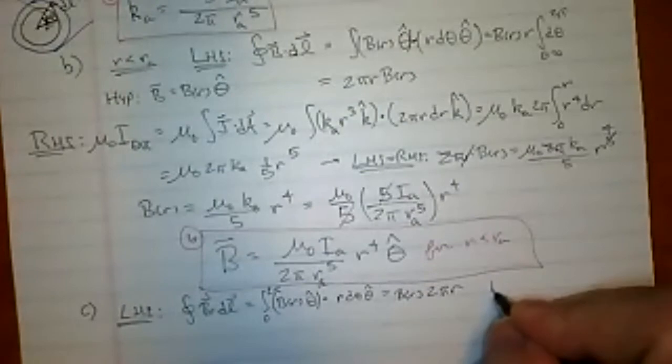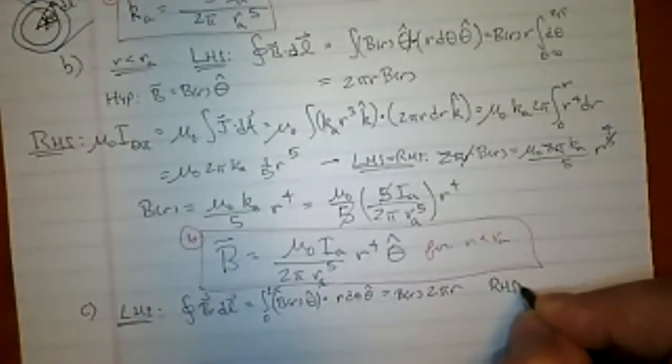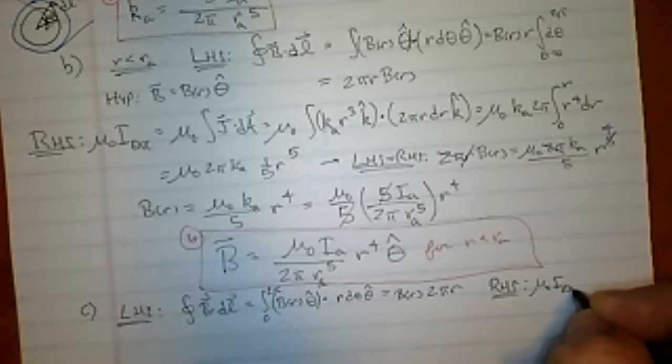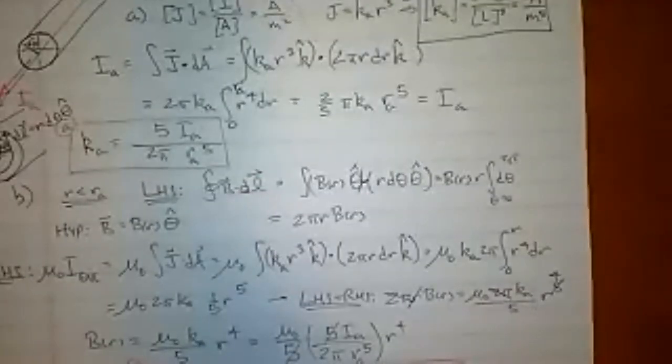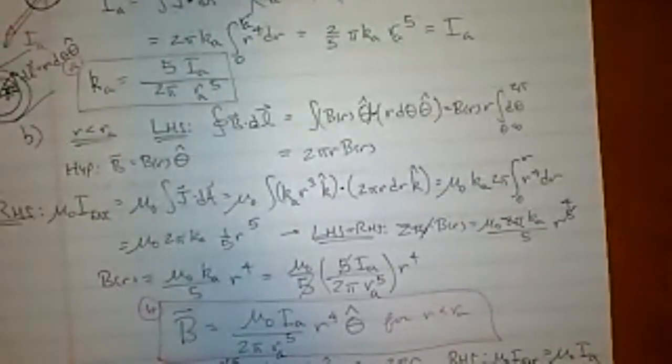The right-hand side is also easy. It's mu 0 I enclosed, which we already told you from the very beginning that the total current going through this wire is just IA. So that's just mu 0 IA. So B is just mu 0 IA over 2 pi R theta hat. And this is for R greater than RA.